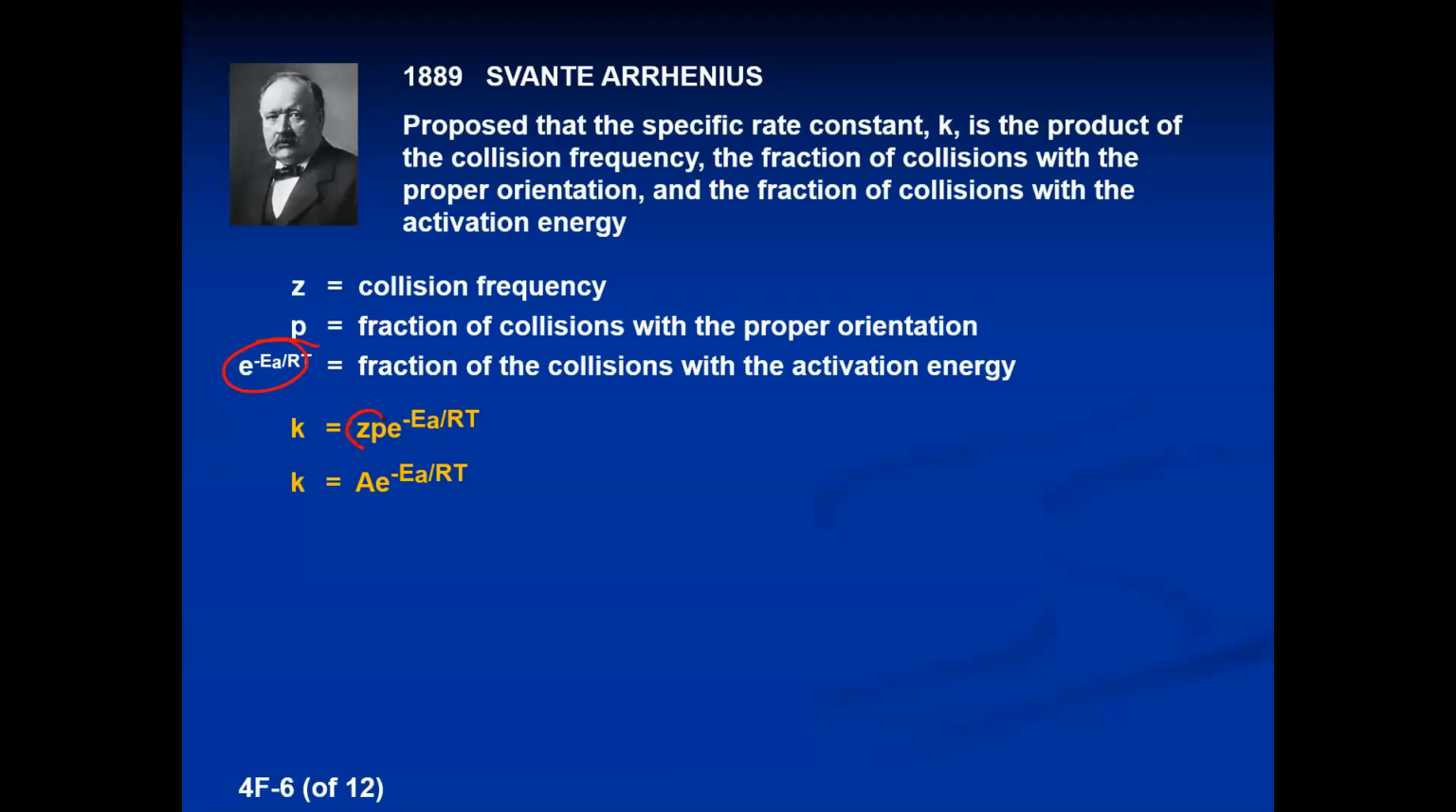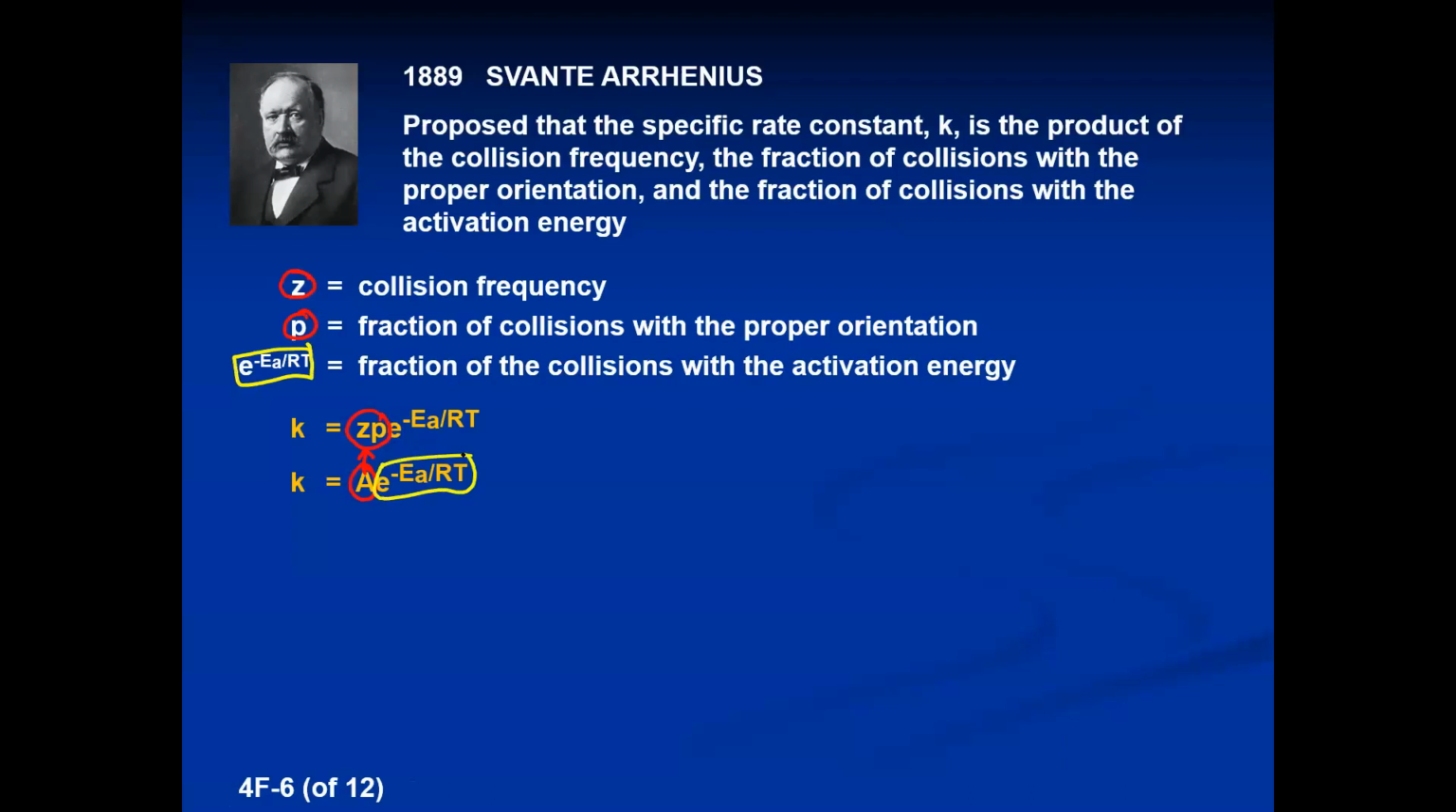This A has both of these pieces in it. So the collision frequency, how often they collide, and how often they collide with the proper orientation are all included in this A, and we call this the pre-exponential factor. The second factor is this, and we call this the exponential factor.